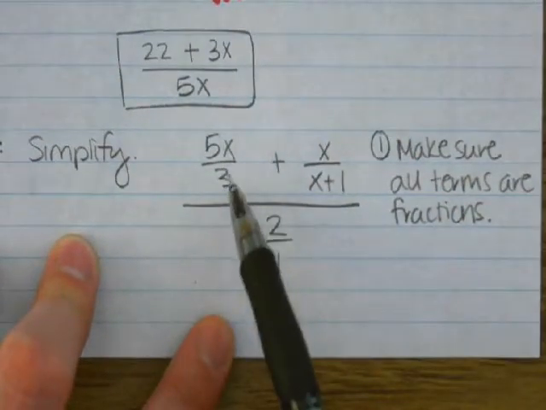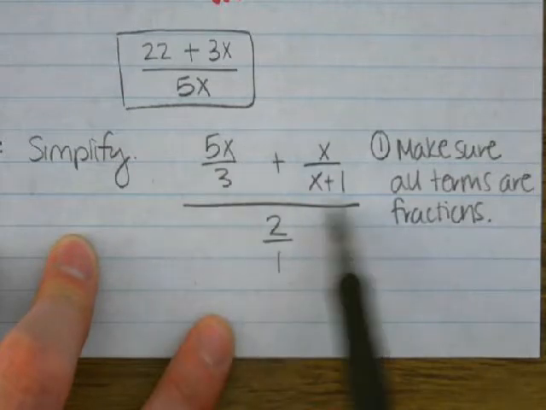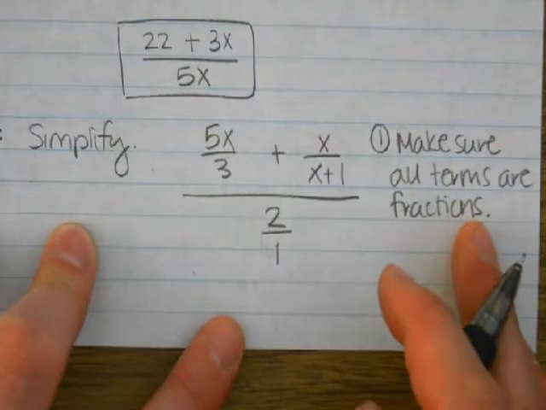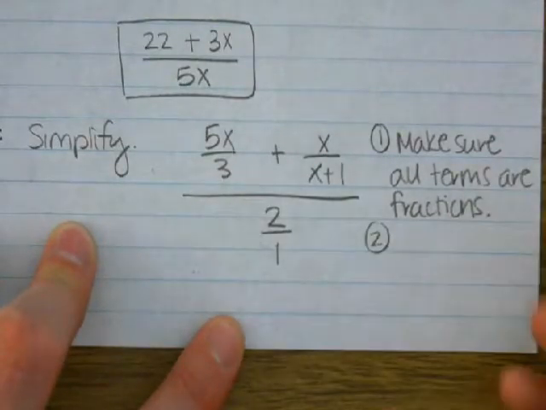So this one has 3 terms. We got one right here, there's one right here, and there's one right here. And we wanted to make sure each of them are fractions. Now what do we do?